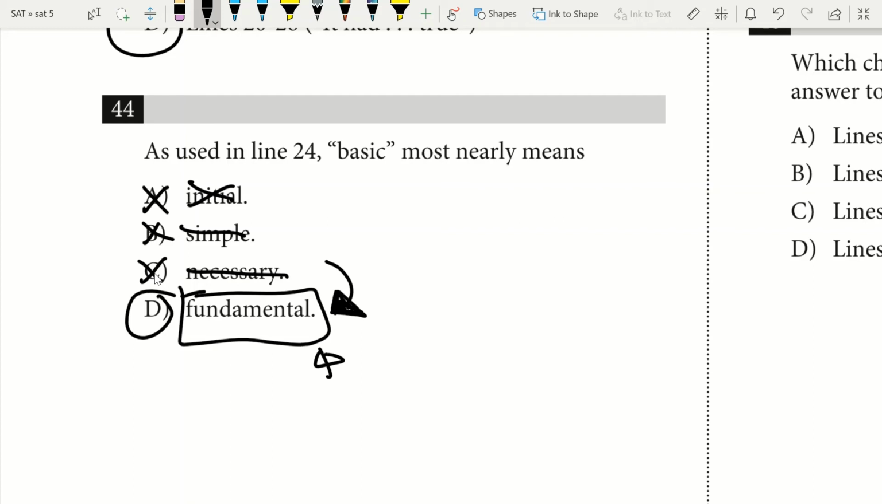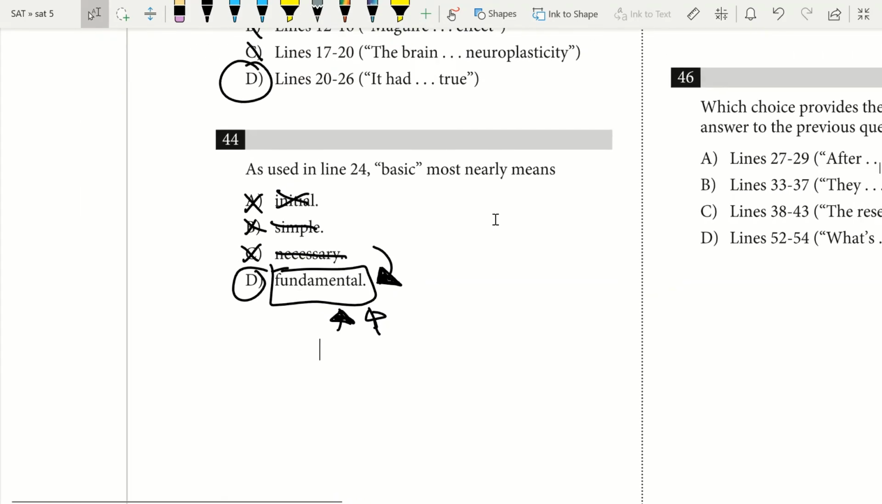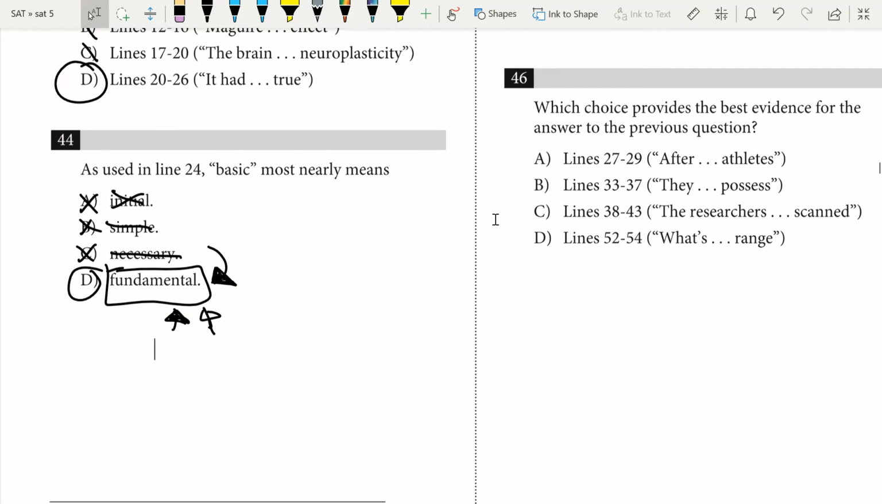Fundamental, it's going to take that both from birth part and it's also going to have the other part that is it being the structure most people have. So that's why D is correct for 44. And obviously it's a words in context question because it's most nearly means, right? Anytime we see most nearly means, we know it's words in context.